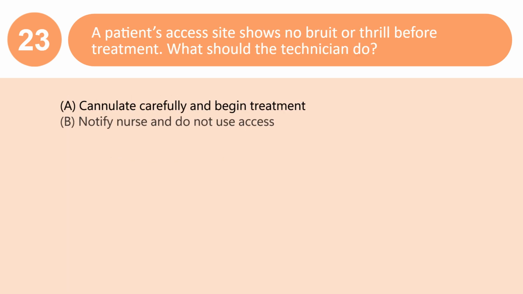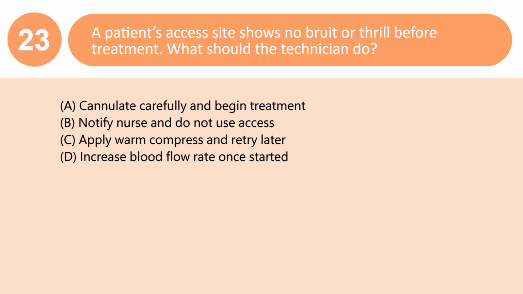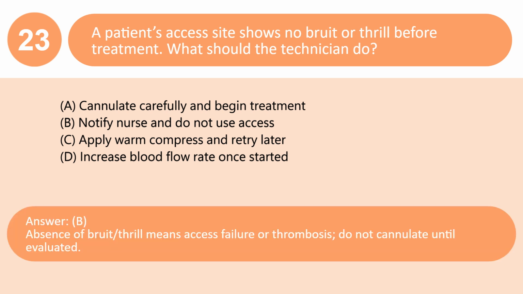A patient's access site shows no bruit or thrill before treatment. What should the technician do? A. Cannulate carefully and begin treatment. B. Notify nurse and do not use access. C. Apply warm compress and retry later. D. Increase blood flow rate once started. Answer B. Absence of bruit/thrill means access failure or thrombosis. Do not cannulate until evaluated.